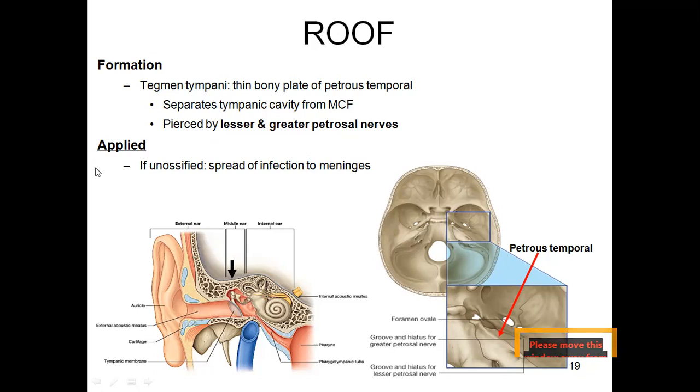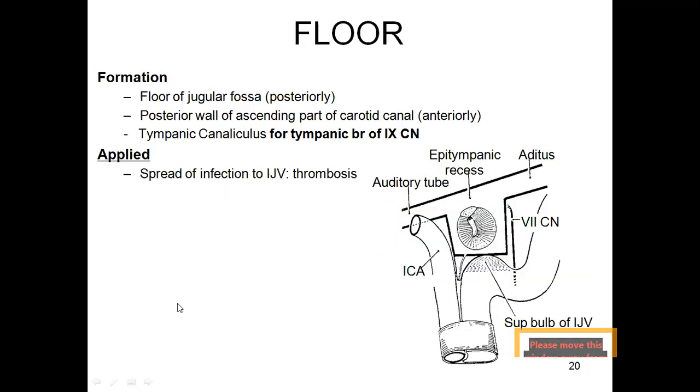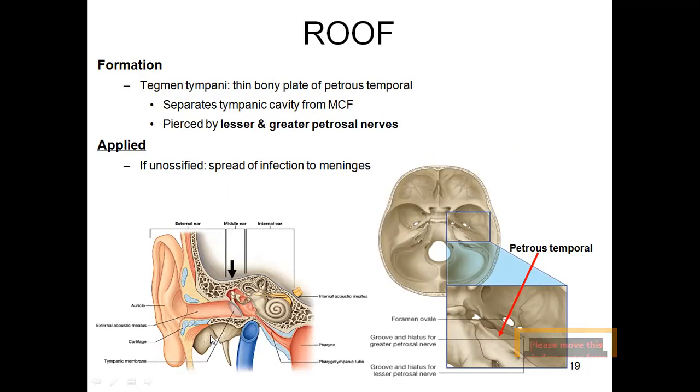Okay. Then applied anatomy, if it is not ossified, like you see in newborn babies and small children, the infection from the middle ear can easily spread to the middle cranial fossa. That means the spread of infection can take place to the meninges, causing meningitis. Okay. So in newborn babies, usually we have cartilage in place of bone. So infection can easily spread if it is not ossified.